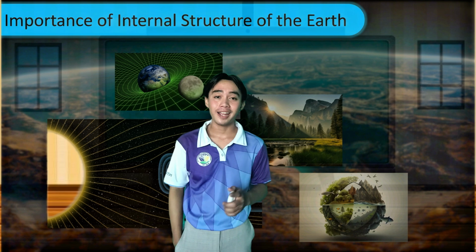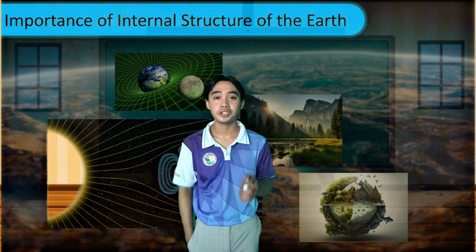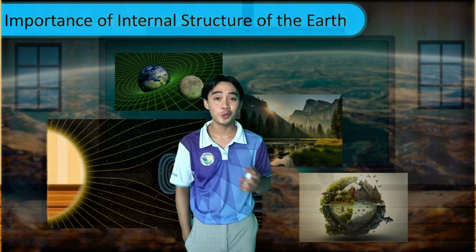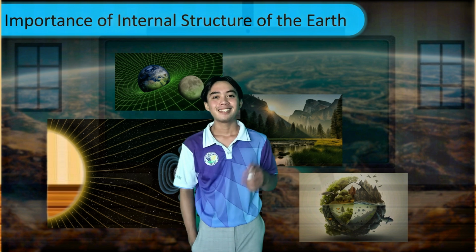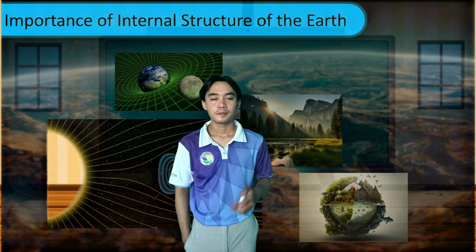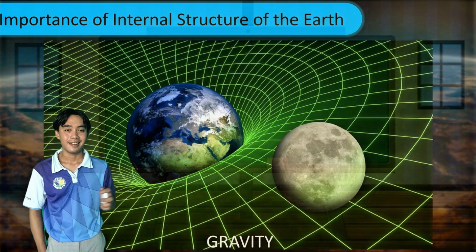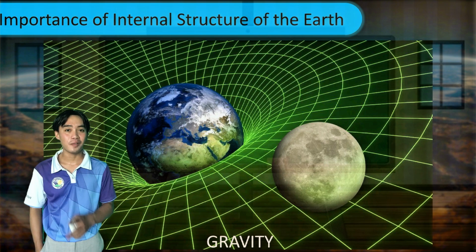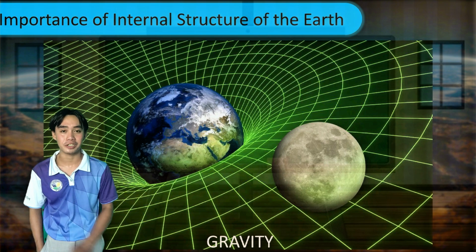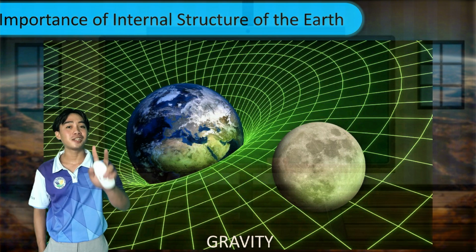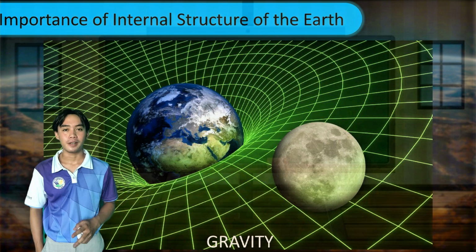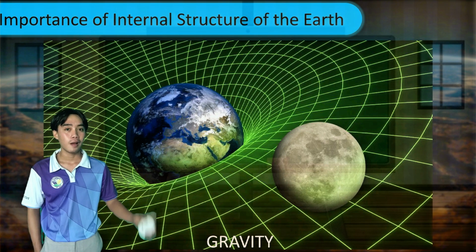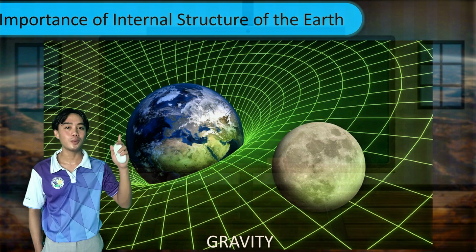Now we will discuss the importance of the internal structure of our planet Earth. I will show you images, which you may comment on below and share your ideas. First, we have Earth's gravity. Earth's gravity comes from all its mass, and the mass of the planet comes from the internal structure itself. Imagine having only two layers. What do you think will happen? The lesser the mass a planet has, the lesser the pull or gravity, just like the moon.